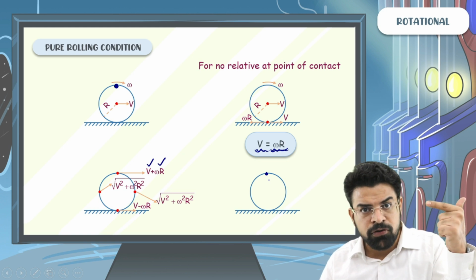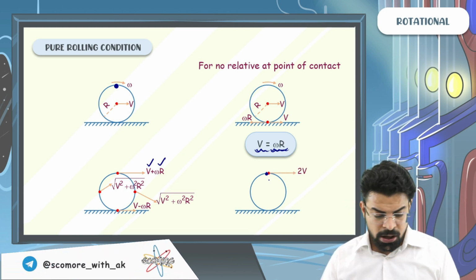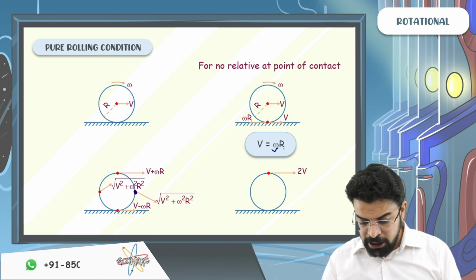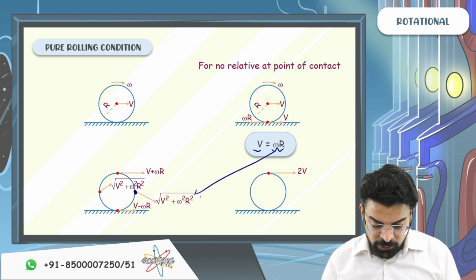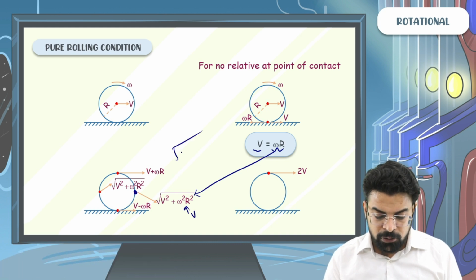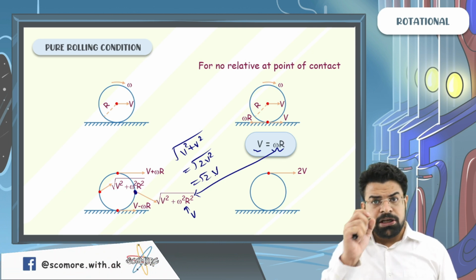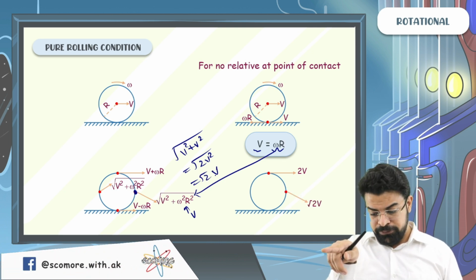So the velocity of the topmost point will be 2v. What will be the velocity of this frontmost point? For pure rolling, omega r equals v. So here, in place of omega r, substitute v. So you get the square root of v squared plus v squared. That becomes root 2 v squared, which is nothing but root 2 v. So the velocity of the frontmost point will be root 2 v.